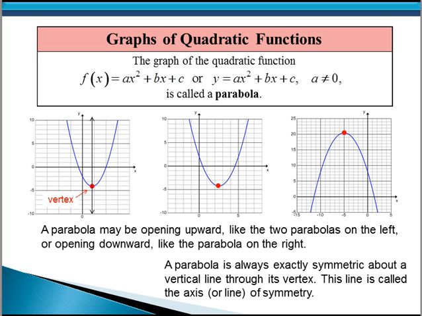So here in all three of these graphs, the red point on the parabola is the vertex. So it's either going to be the lowest point on the graph or the highest point on the graph, depending on if it's opening upward or opening downward.